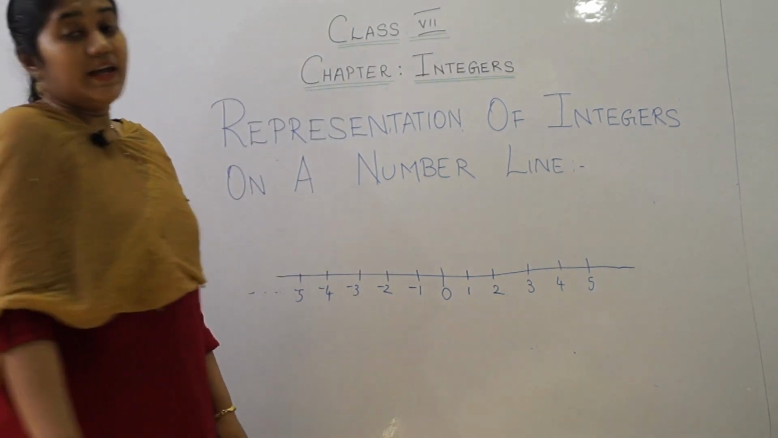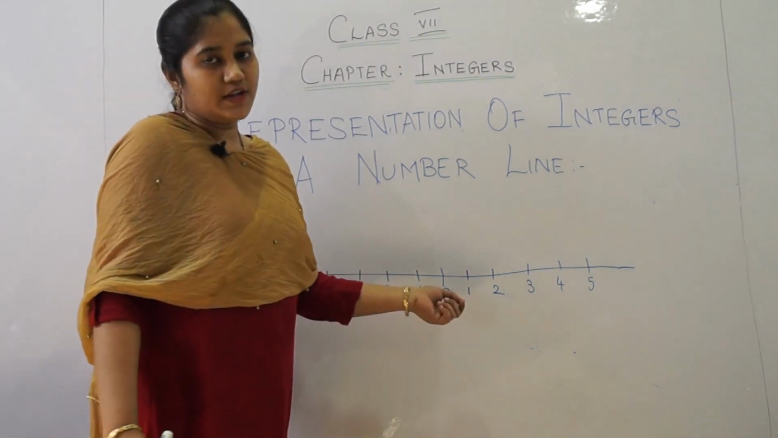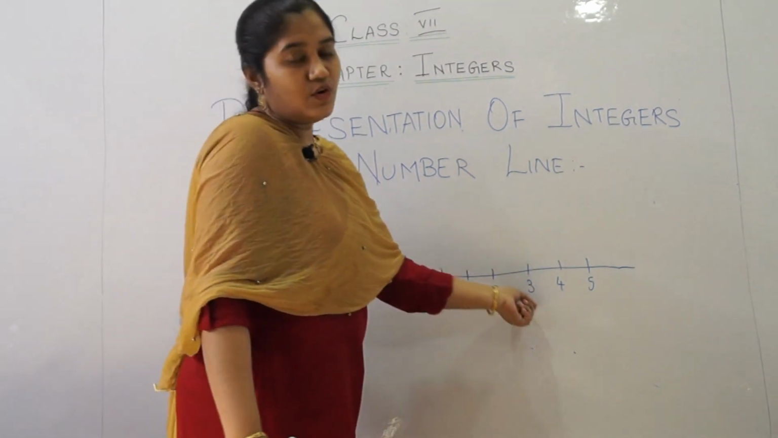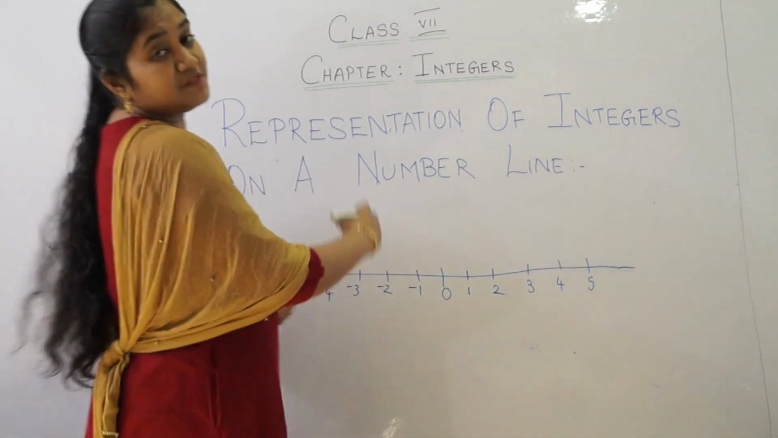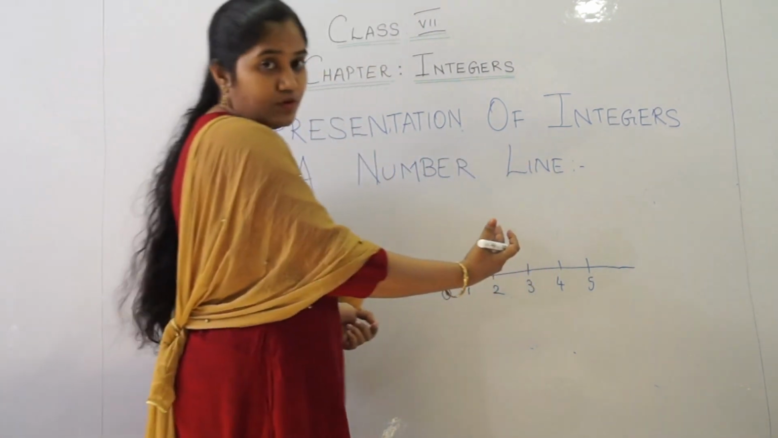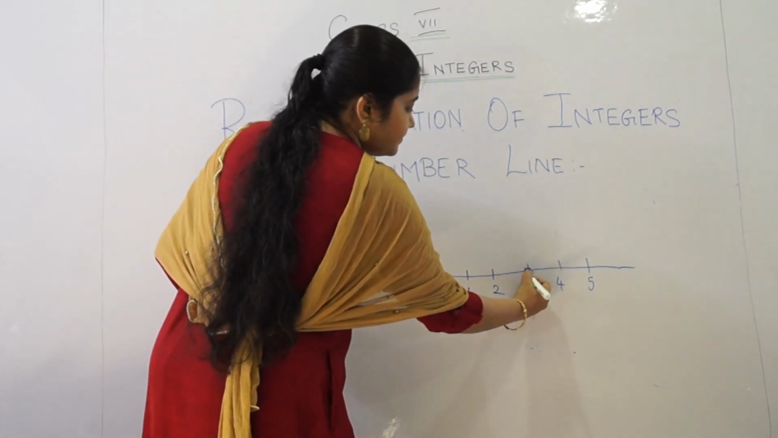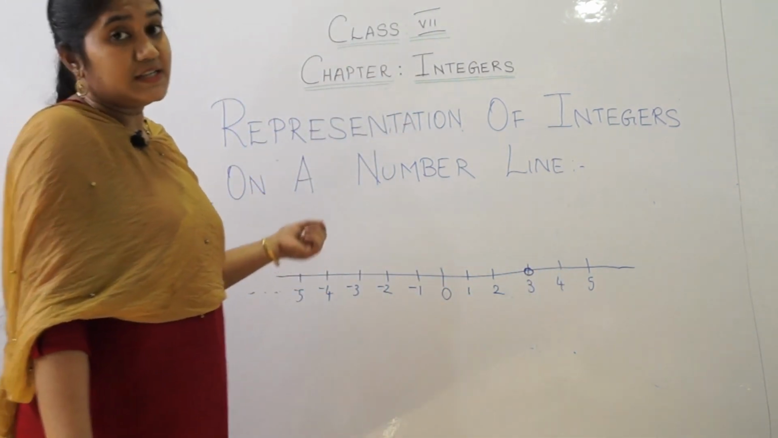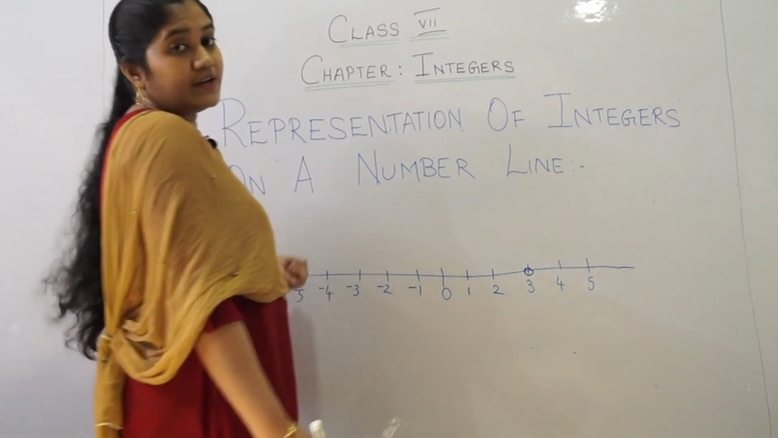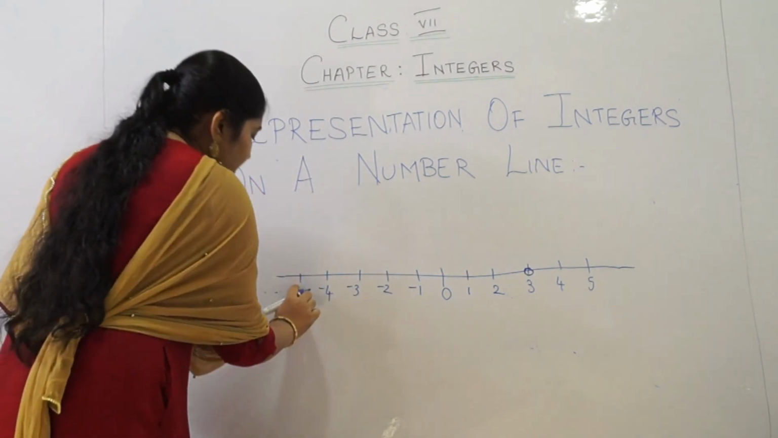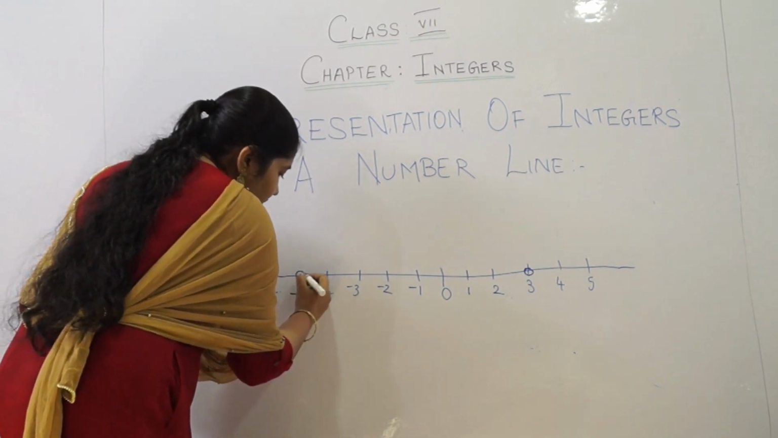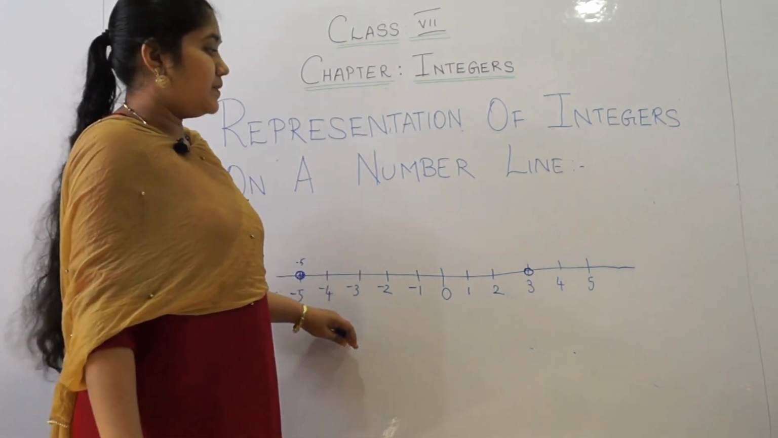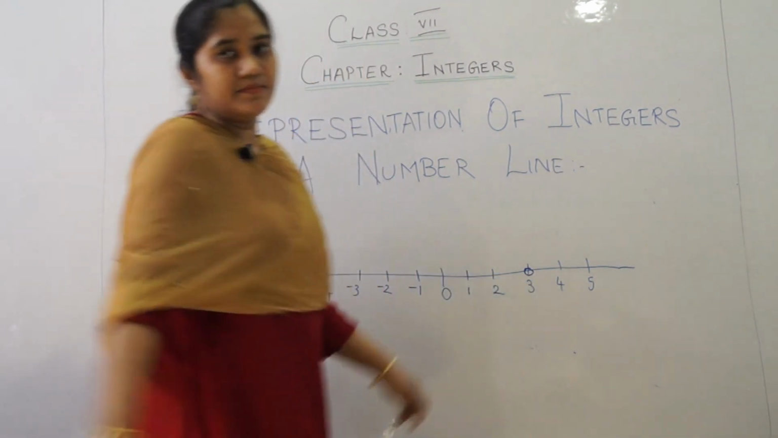So now if I ask you to plot 3 on the number line, where are you going to look for the 3? Are you going to look on the right of 0 or to the left of 0? Since positive numbers lie to the right of 0, I plot 3 here. Then if you want to plot minus 5, it is a negative number. So we search for it on the left of 0. Here I find minus 5. So I plot my minus 5 over here. So this is how we represent integers on a number line.